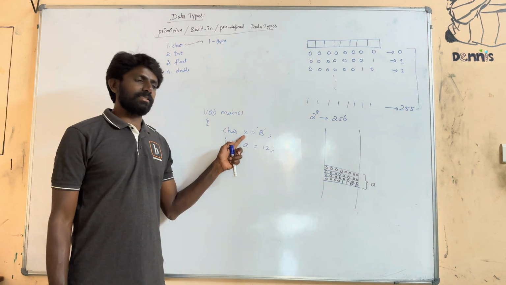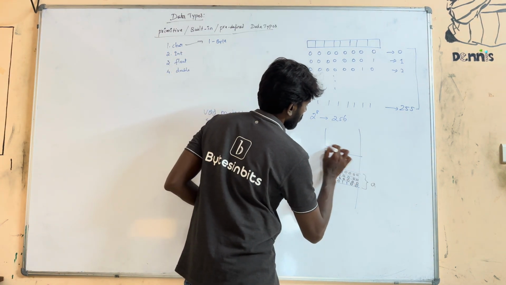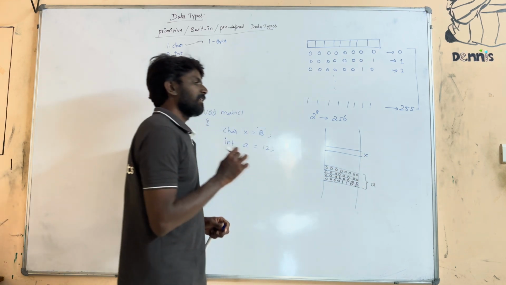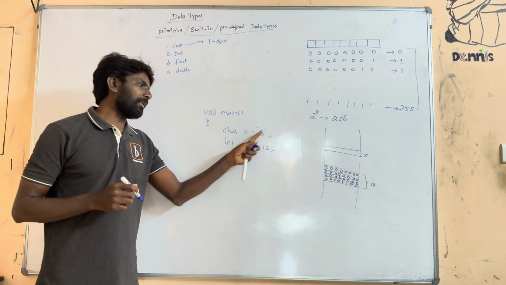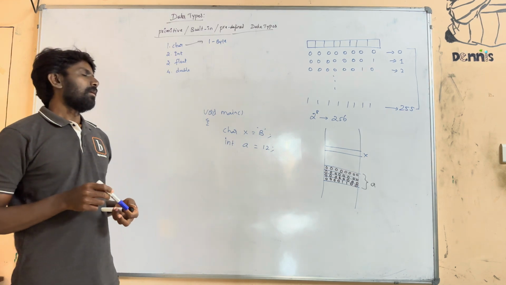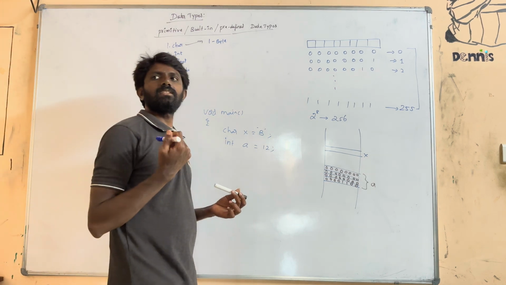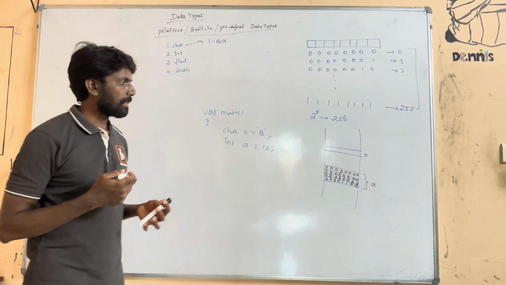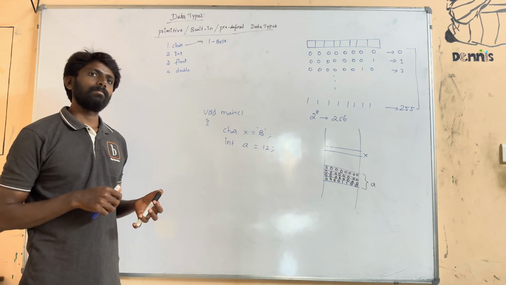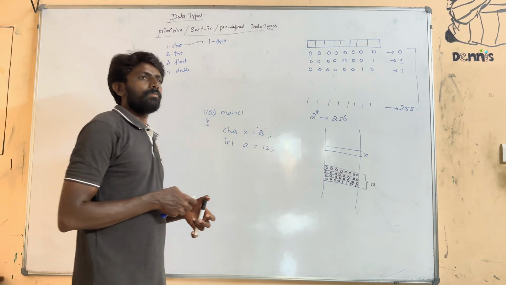Now in this X, let's assume this is your 1 byte memory. In this 1 byte memory, how will this capital B be stored? As 66 in the form of zeros and ones. Why 66? Because ASCII values start from 65, for capital A to capital Z.